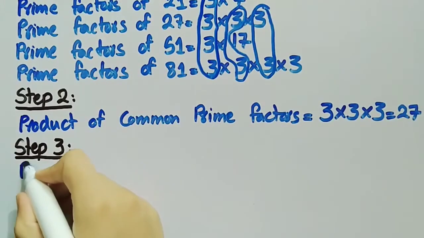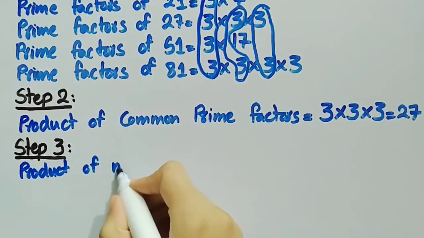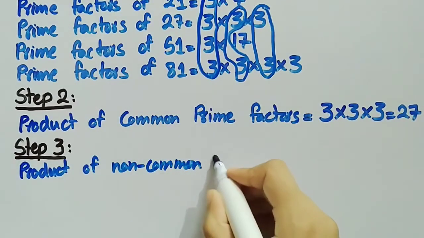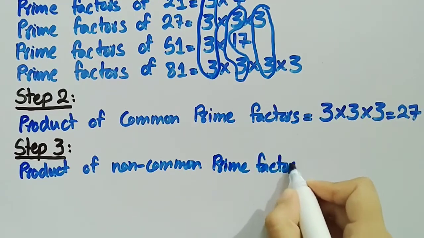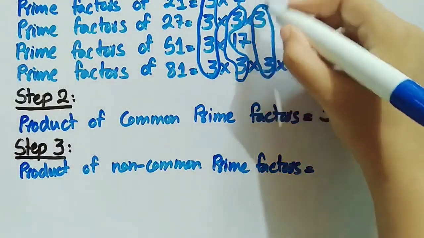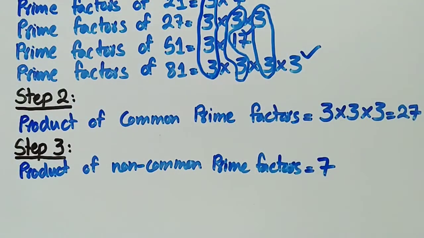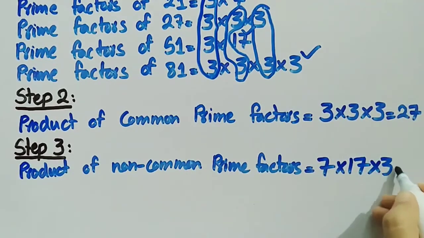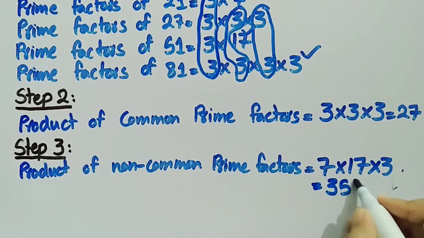Step 3, we will write product of non-common prime factors. The non-common prime factors are 7, 17 and 3. So we will find their product. 7 multiplied by 17 multiplied by 3 is equal to 357.